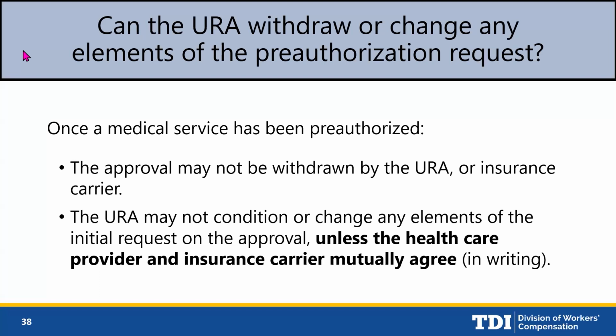Let me give you an example. If you ask for 12 weeks of physical therapy and the URA calls you and says, we don't think 12 weeks is recommended. We don't think it's medically necessary. And here are the reasons why. We think only 3 weeks of physical therapy. If you both agree, then they can change it, but they cannot change any of your initial elements without mutual agreement and in writing. So it's a yes or no to what you requested, or they get your agreement to change it.